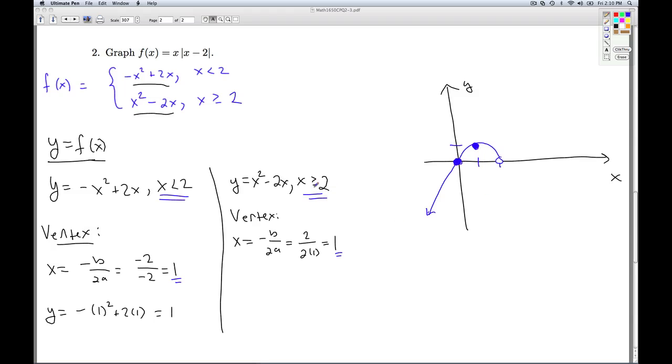So what I'll do is I'll plug in x equals 2, see what point that's at. And sure enough, I get out y equals 0. So as we've seen before with these absolute value functions, the hole that we get gets filled in. And then I need another point on this parabola, so I'll choose, say, x equals 3, y equals 3 squared minus 2 times 3, and that gives me 9 minus 6, which is 3.